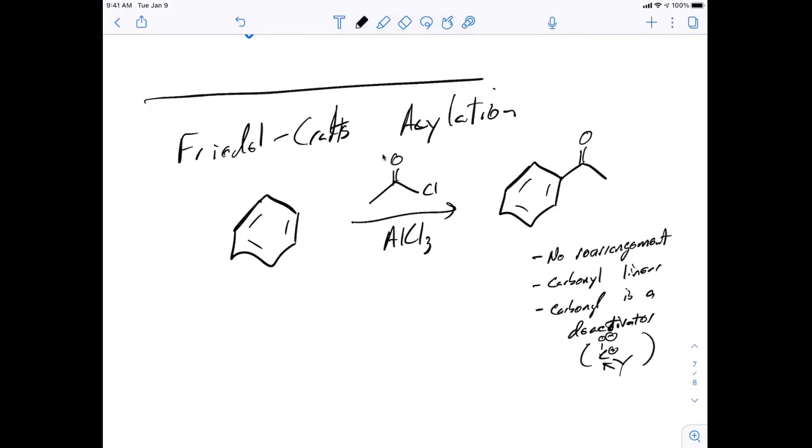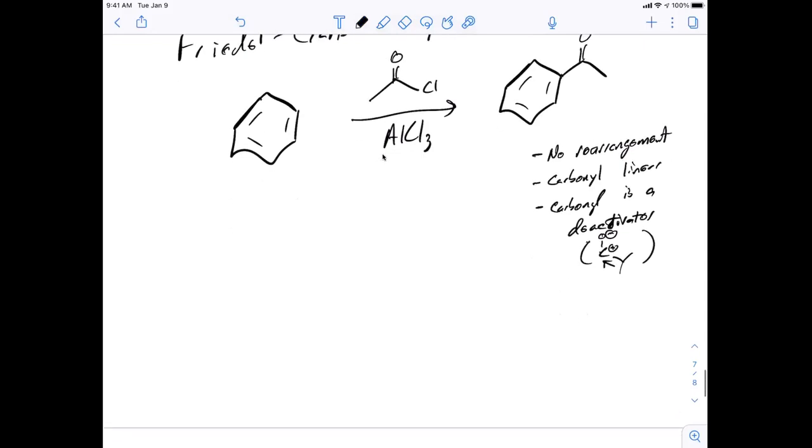Rearrangements, there are no rearrangements. You can add a linear group. You couldn't do that with the alkylation, and then we don't have to worry about getting a lot of multiple reactions. The way this works is similar.